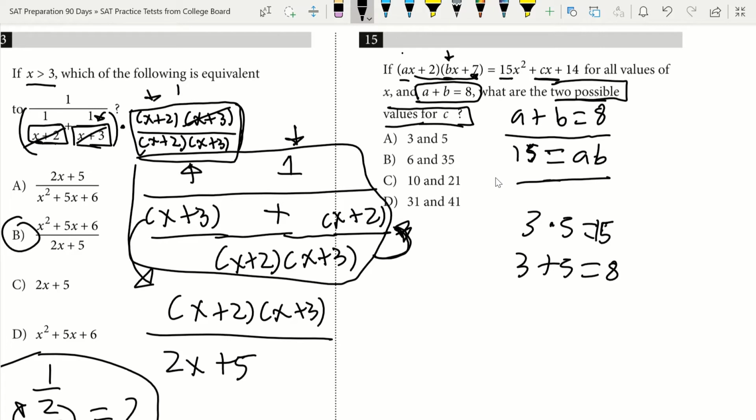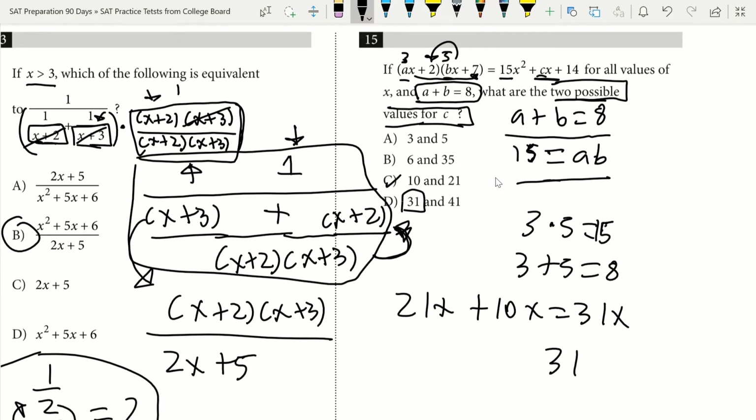So let's plug in a 3 for a, and let's plug in a 5 for b. All right, if we do that, we're going to have 3x times 7. That's going to give us 21x. Then we're going to have this 5x times this 2, and that's going to give us plus 10x, which means we're going to have 31x. So the possible value for c is 31. 31 has to be a possible value. And look at that, 31 is only in D, therefore D is going to be my correct answer no matter what. I'm not even going to bother checking 41, except at the end after I've answered all of my questions because I want to maximize my chances at points. So D will be my answer for 15.